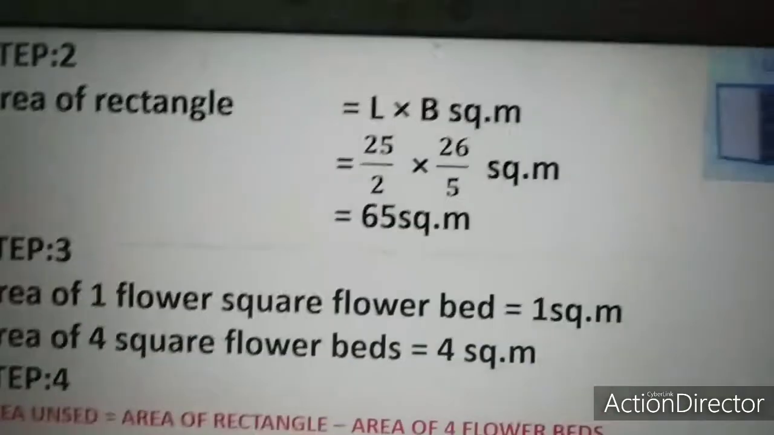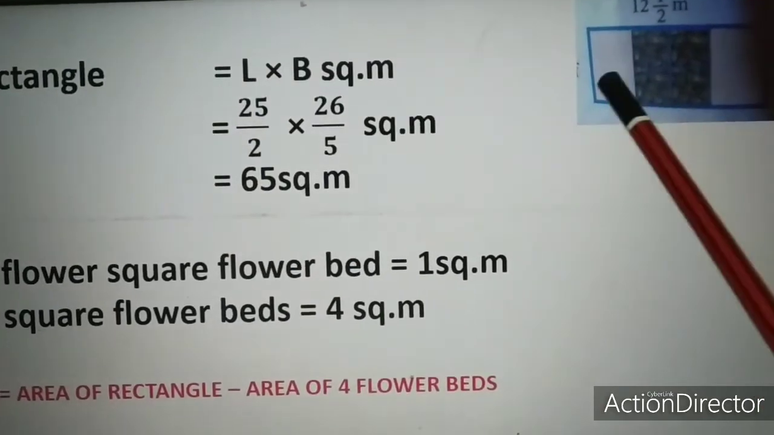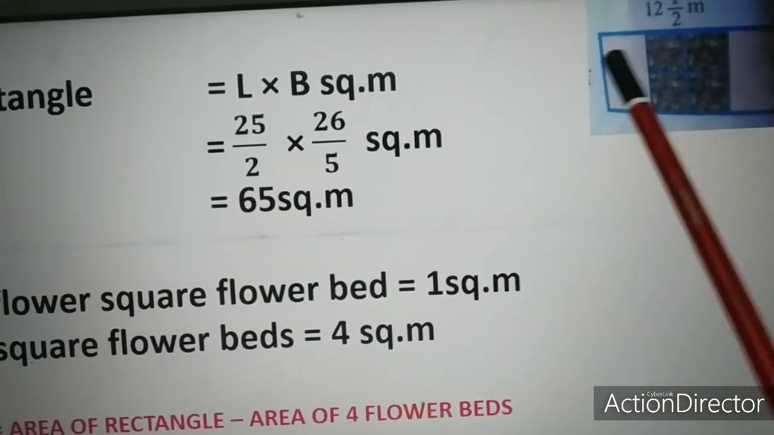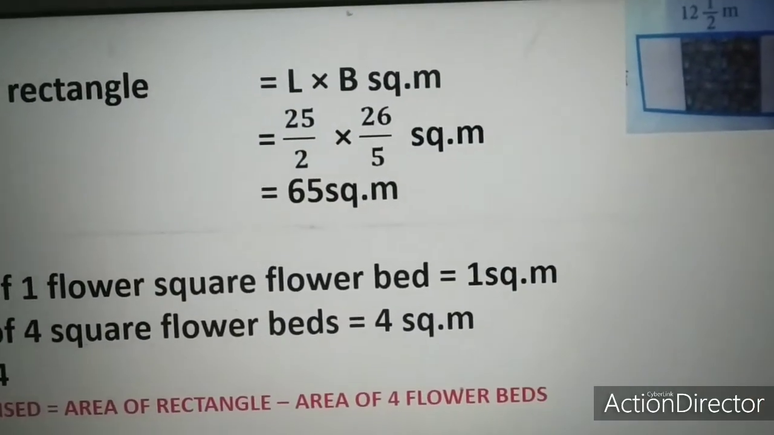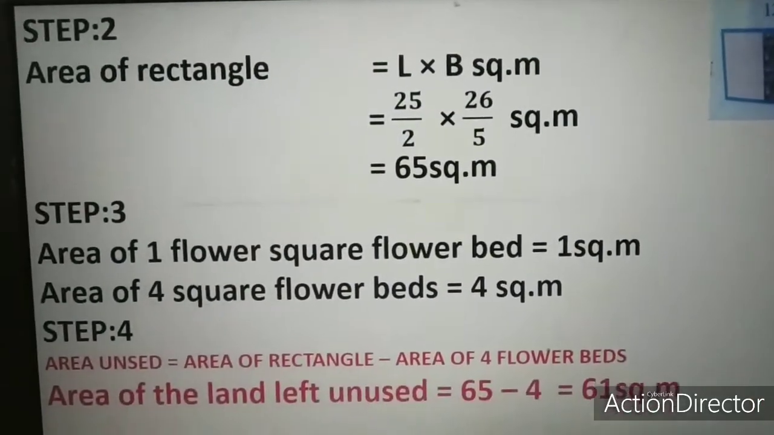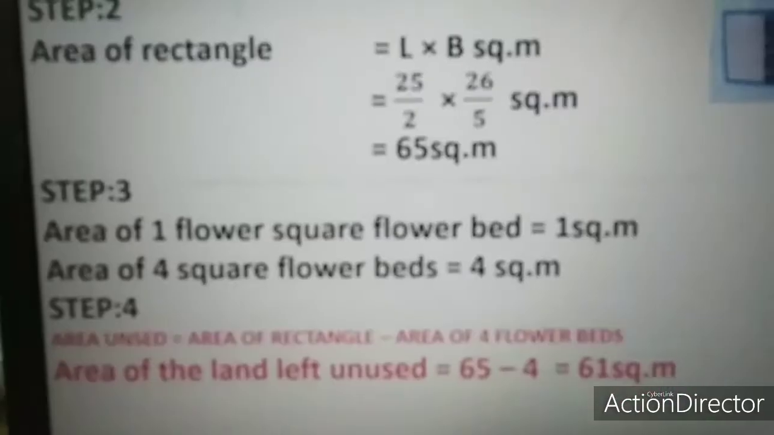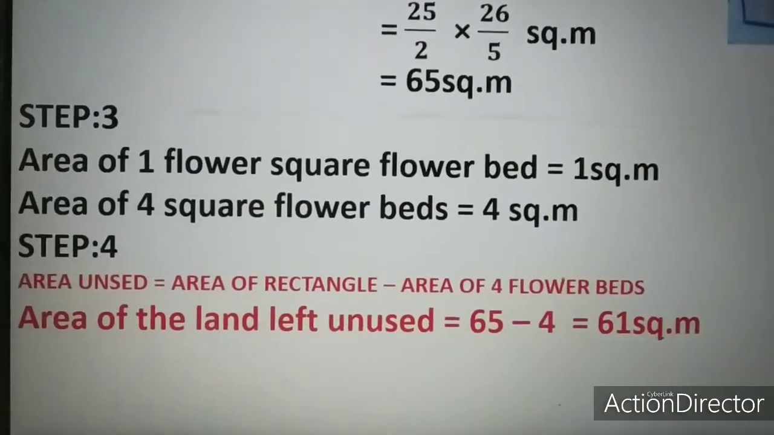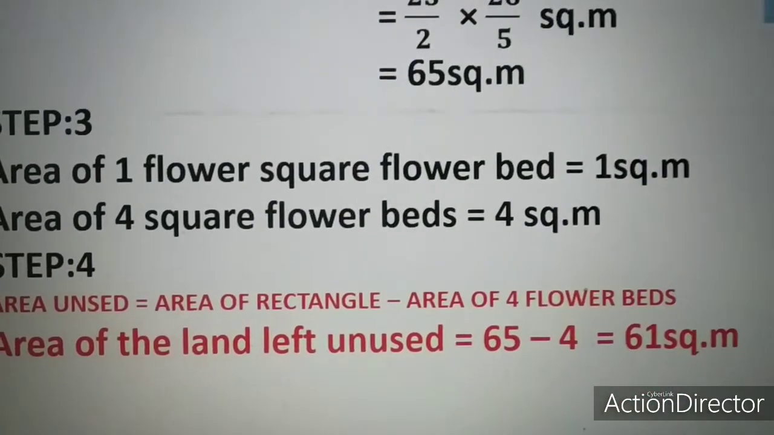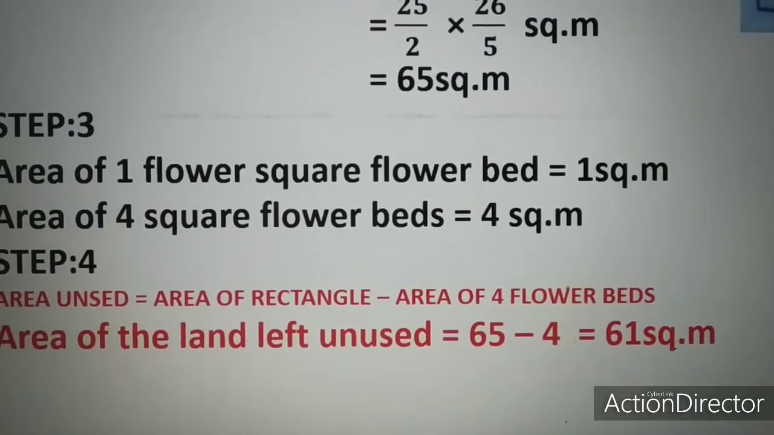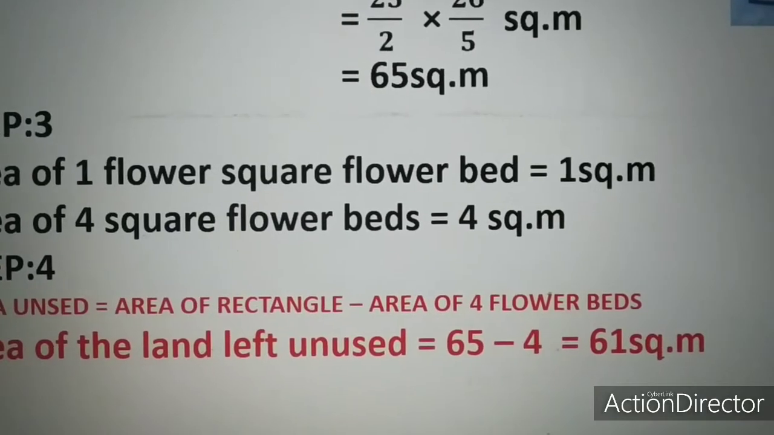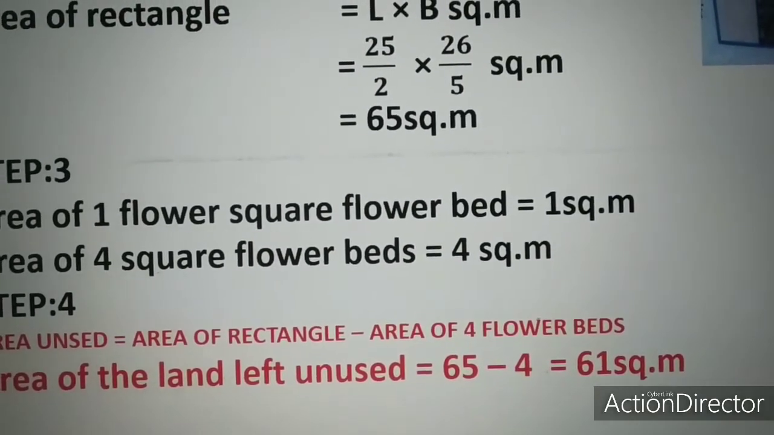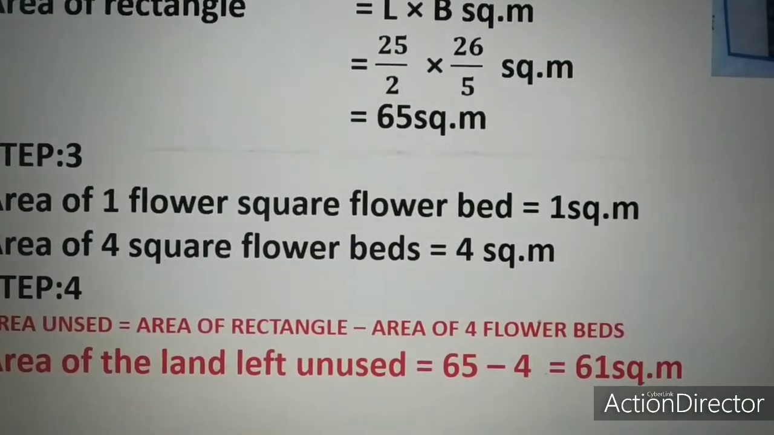Now how can we get this unused area? The unused area can be got by subtracting the area of 4 flower beds from the area of the rectangle. So the area unused will be equal to the area of the rectangle minus the area of 4 flower beds, which is equal to 65 minus 4, which is equal to 61 square meter.